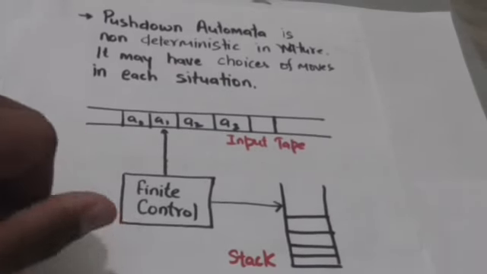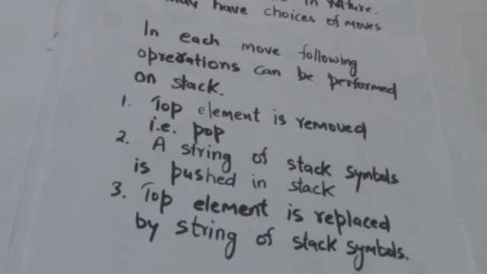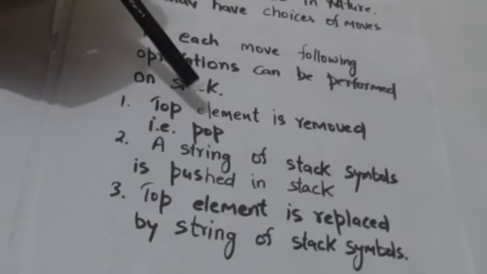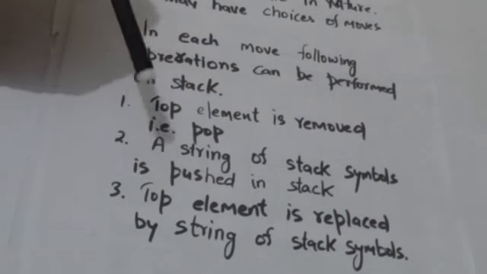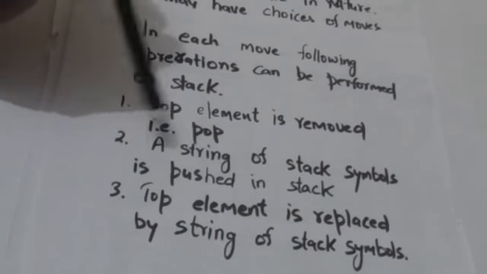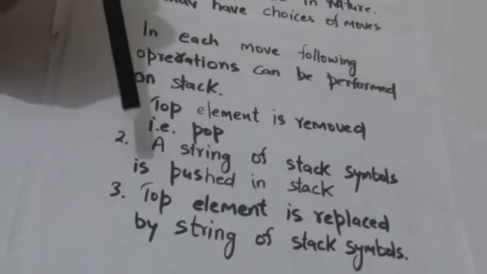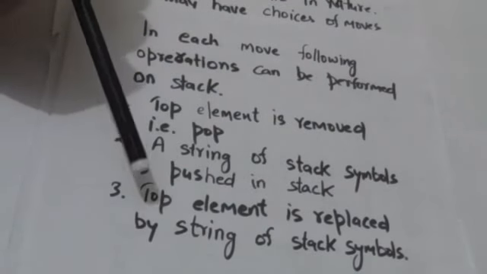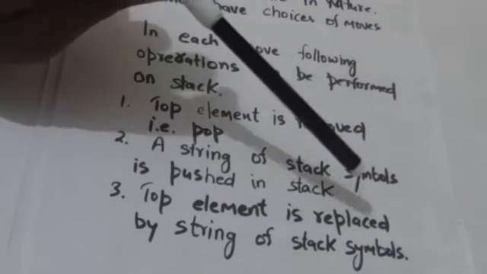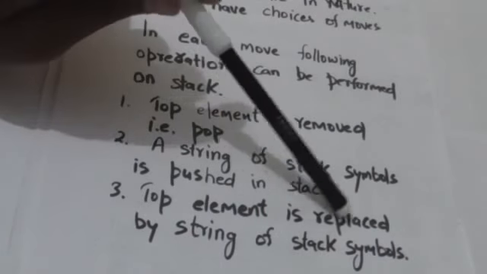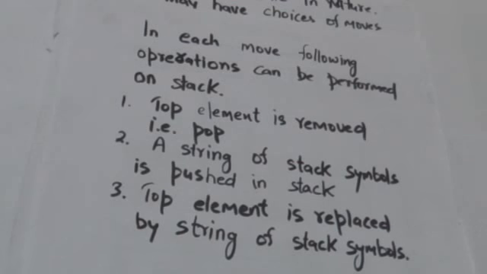In each move of pushdown automata, the following operations can be performed on a stack. First, the top element can be removed from the stack. This is called pop operation. Second, a string of stack symbols is pushed onto the stack. Third, the top element is replaced by a string of stack symbols. So these types of operations can be performed on a stack in moves of pushdown automata.